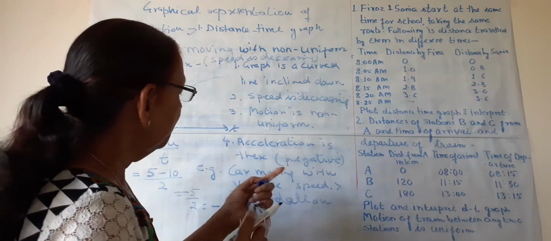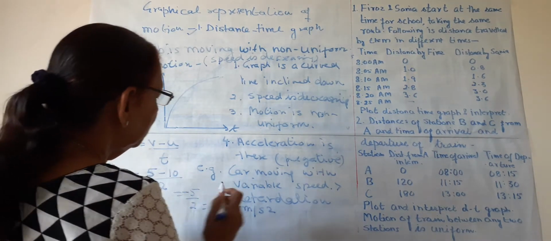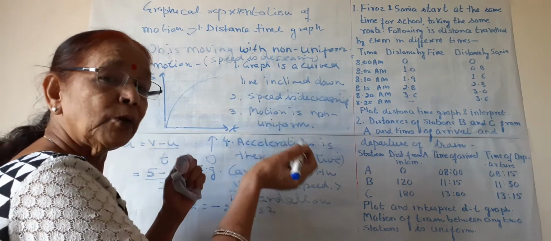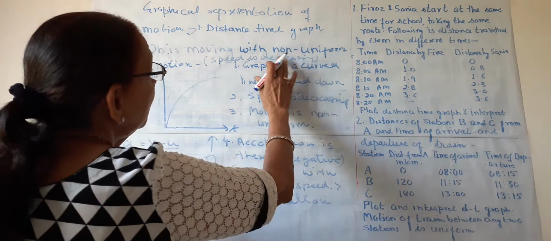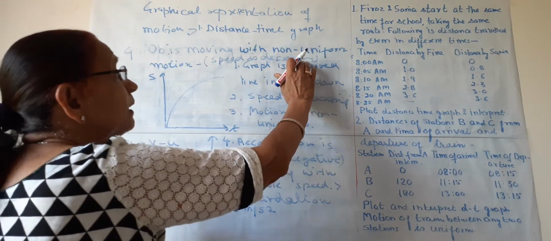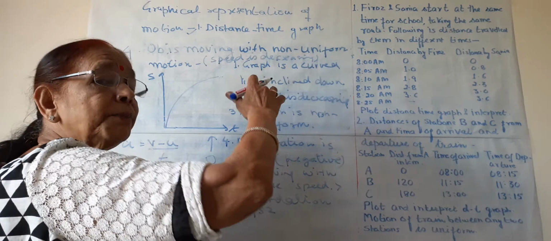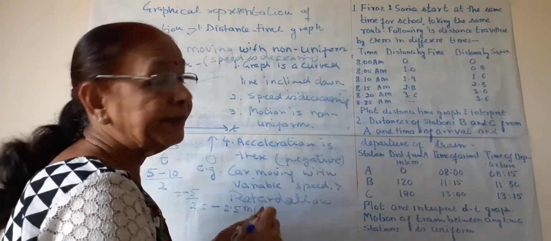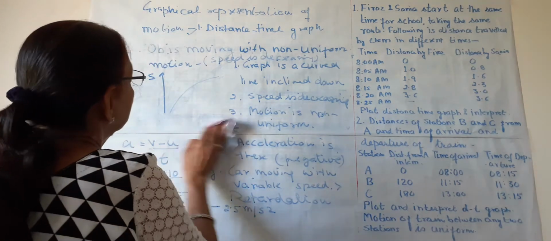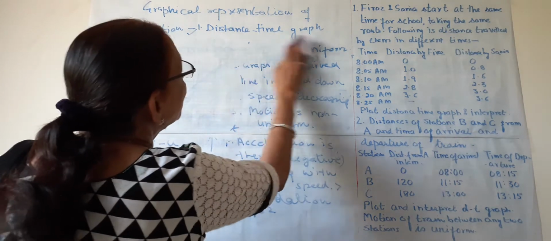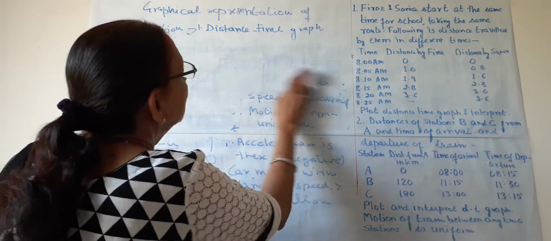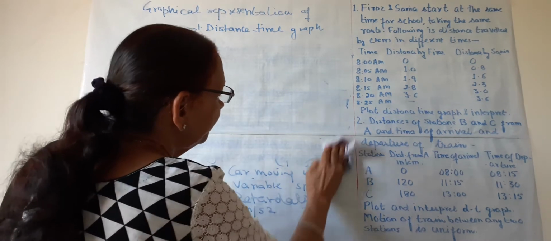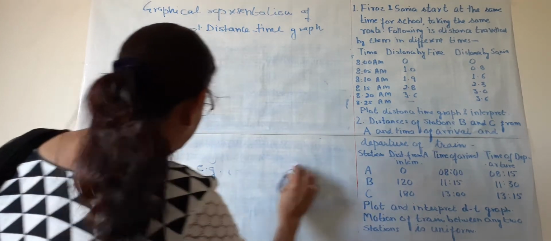So this is how we have a car moving with variable speeds. Another example is when a ball is thrown up, then also retardation is there. And for increasing speed, the example is when the ball is falling down from a height. That was the example of non-uniform motion with increasing speed. So this is how four different cases of distance-time graphs are there.